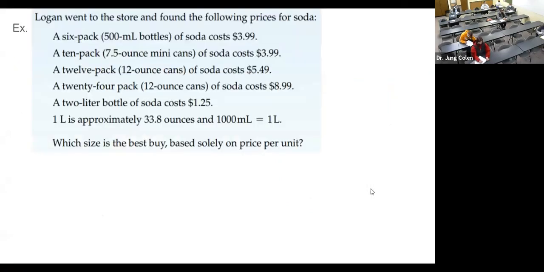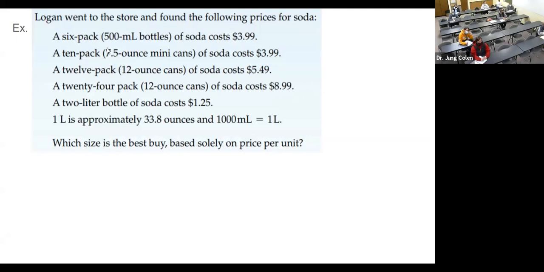Okay. Then here is a word problem. A little bit confusing, but not too bad. This is one of the applications that we can work on with decimal operations. So Logan went to the store and found the following prices for soda. All different sizes with different prices.